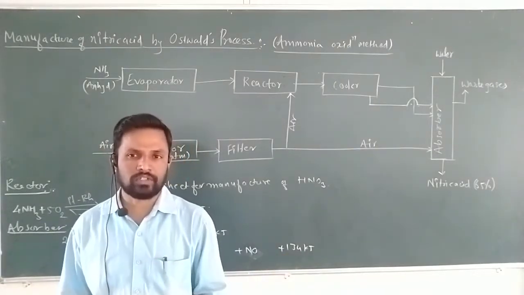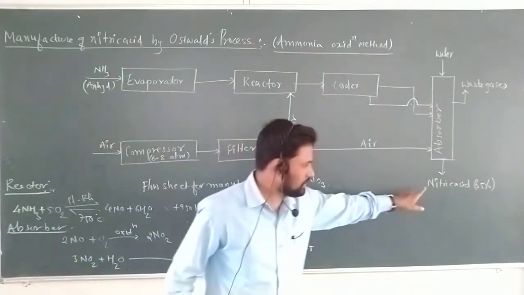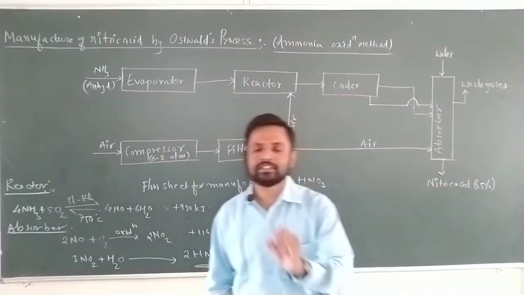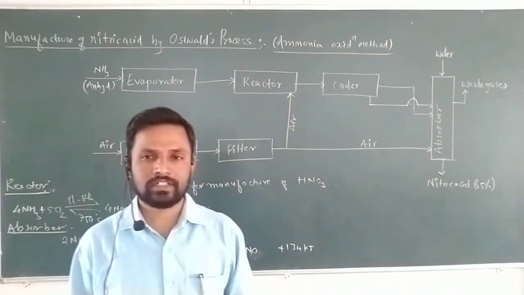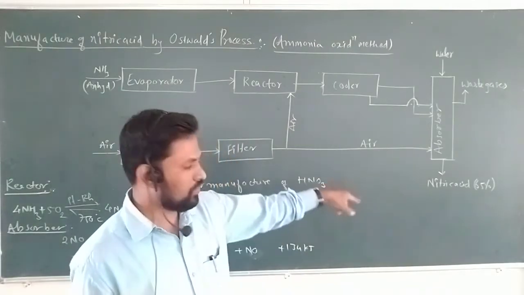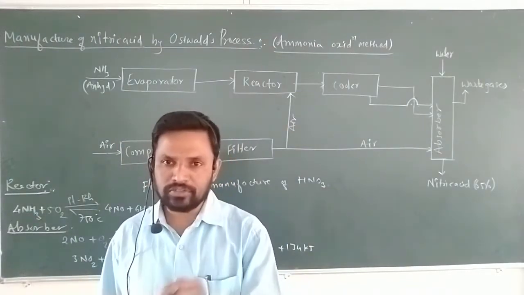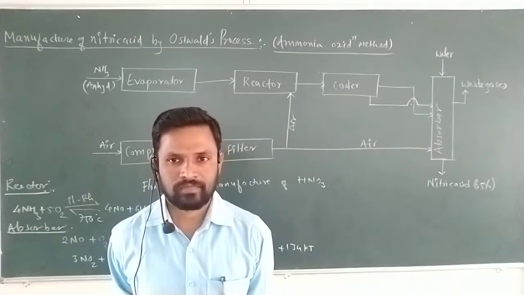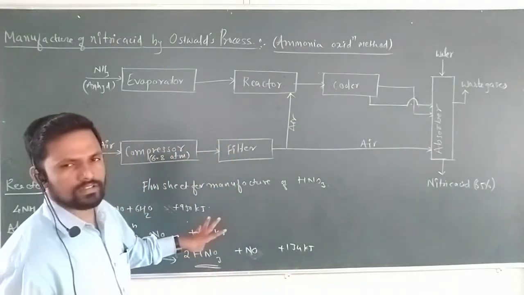Still heat is evolved. But what is the percentage of nitric acid formed here? 65% nitric acid is formed in the Ostwald process. That is, diluted nitric acid is formed. Okay, so this is a very simple flow sheet.